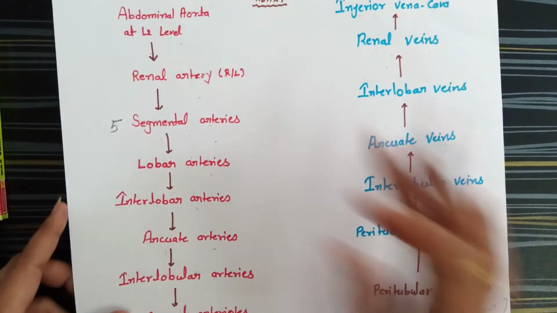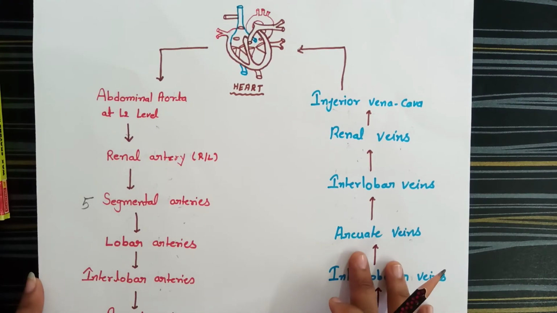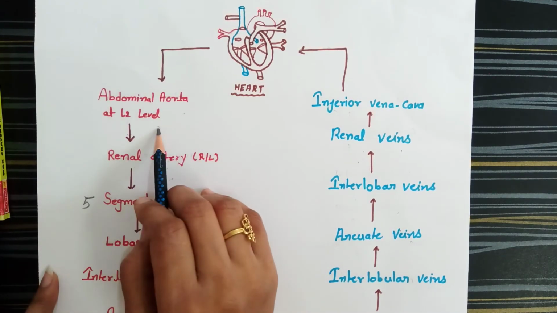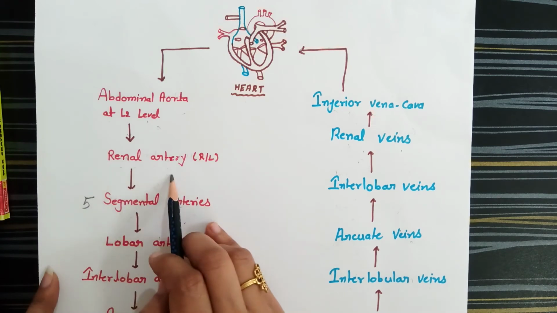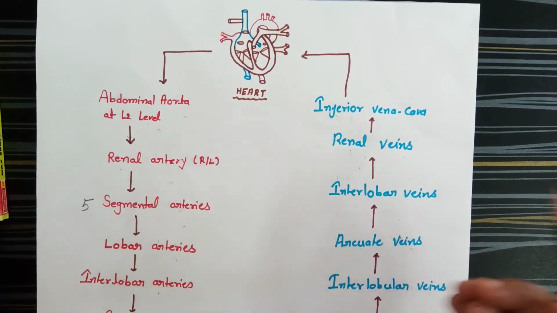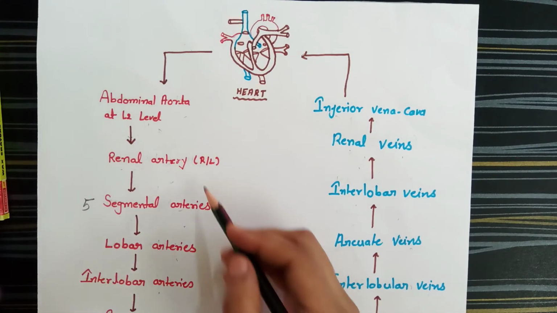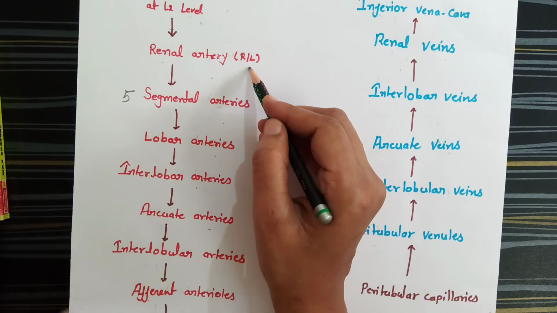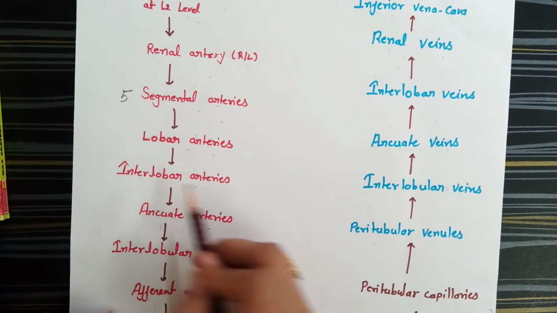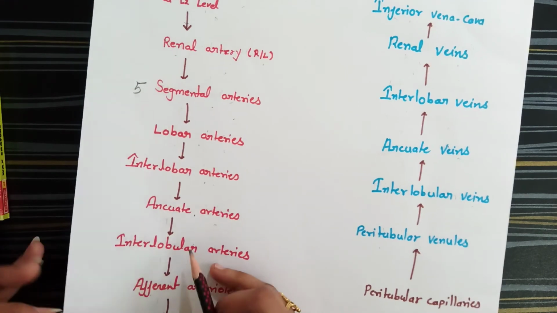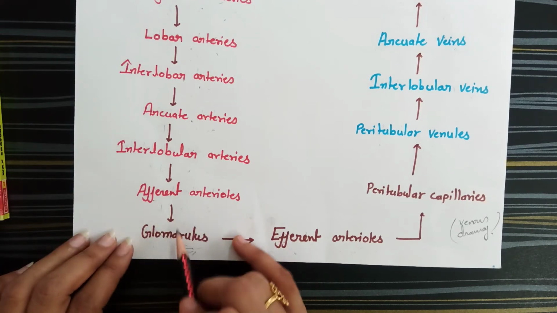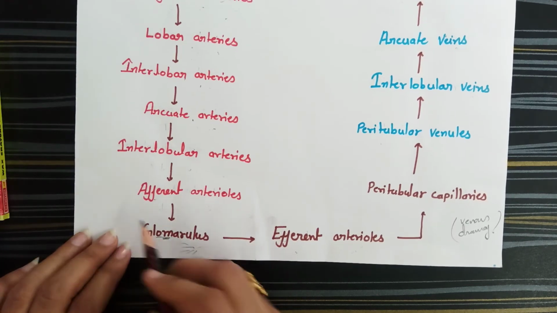I will explain it again. First, the heart supplies blood to the abdominal aorta at the L2 level. It supplies blood to the renal artery. The right and left renal arteries go to the right and left kidneys. The renal artery divides into 5 segmental arteries. They divide into lobar arteries, then interlobar arteries, then arcuate arteries, then interlobular arteries. Then it comes to the afferent arteriole and the glomerulus present in the nephron.